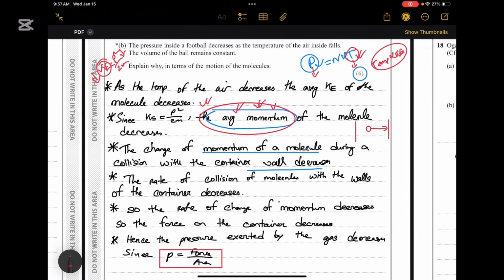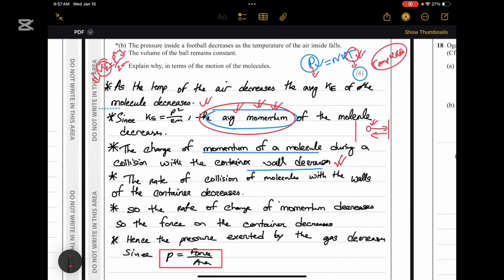Now, if the average momentum of the molecule has decreased, when it collides, it will bounce back with a lower velocity. So we can say the change of momentum during a collision with the container wall decreases, because at first it collided with a higher velocity, but then it is coming back with a lower velocity. The change of momentum is not as big as the earlier ones.